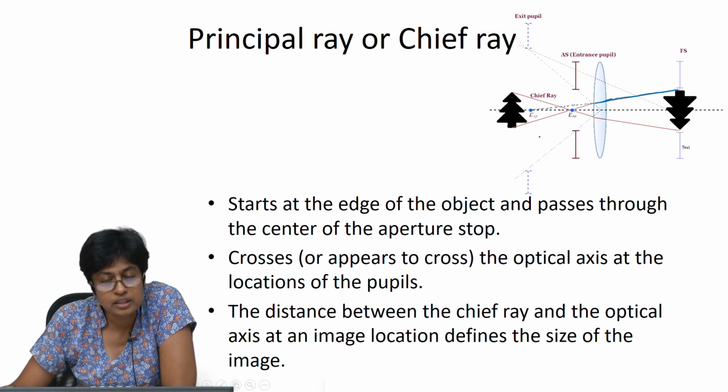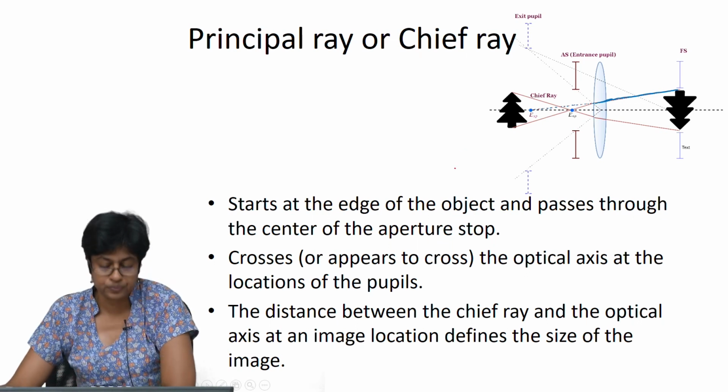So, the chief ray always goes through or appears to go through the center of the entrance and exit pupils of the system. That is the main point to remember.